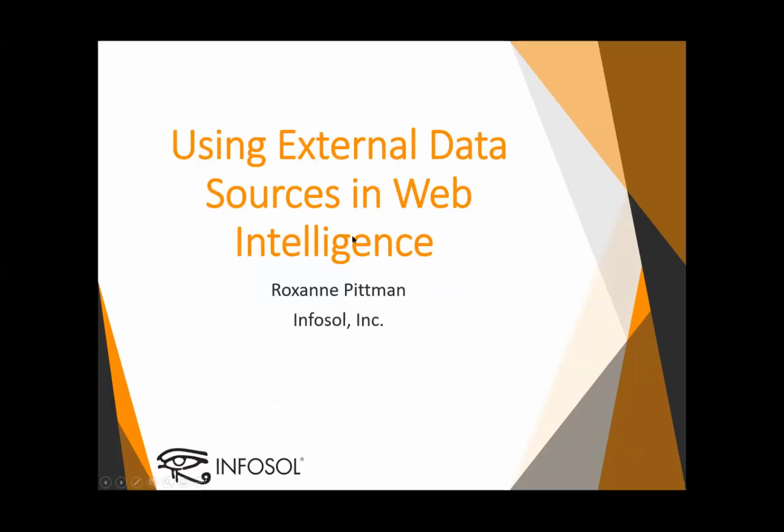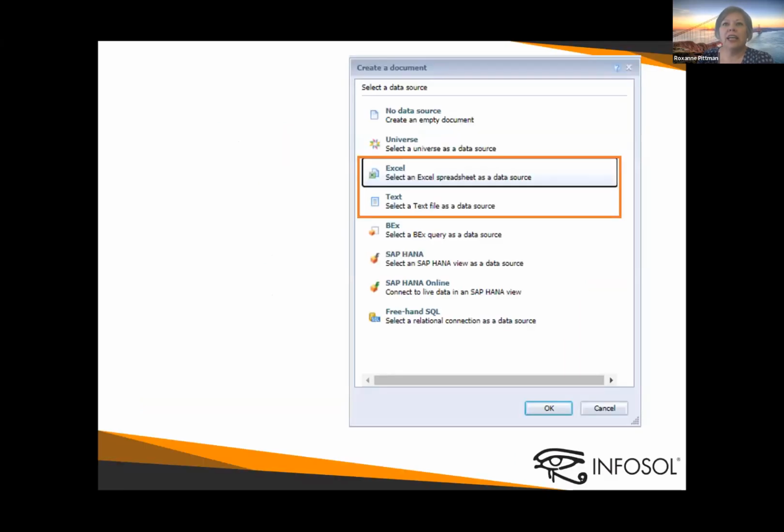Cool. So as Paul mentioned, we'll be talking about using external data sources today with Web Intelligence, and not only how to do it, but some of the issues that you might encounter while you're using these data sources and possible ways to overcome those issues. So in Web Intelligence, when you start a new document, there are these options for getting data into your Web Intelligence report that you want to build.